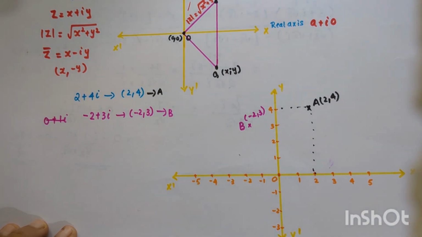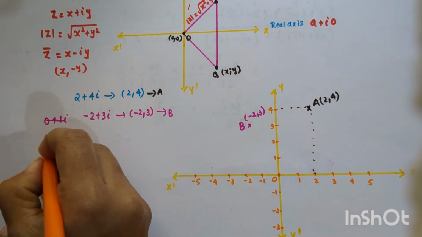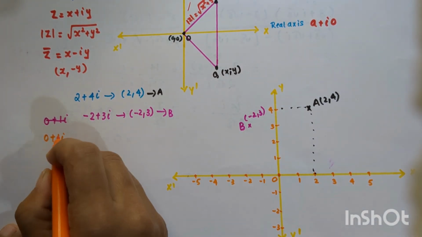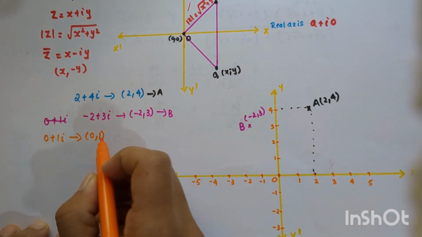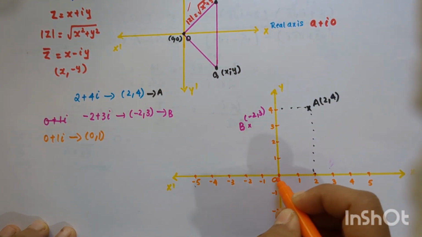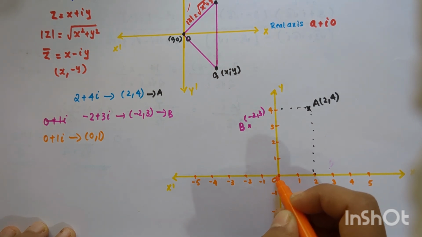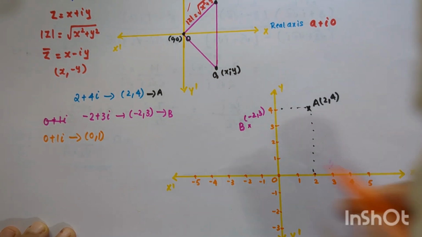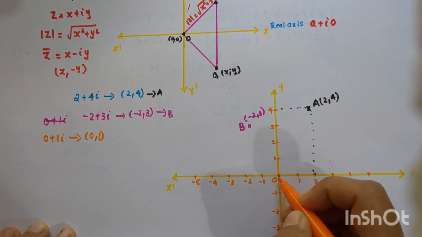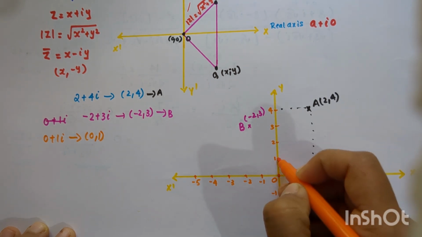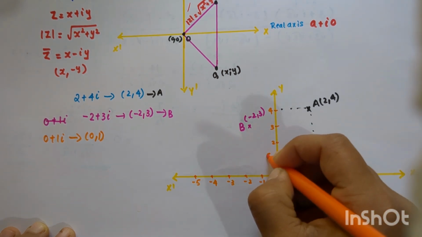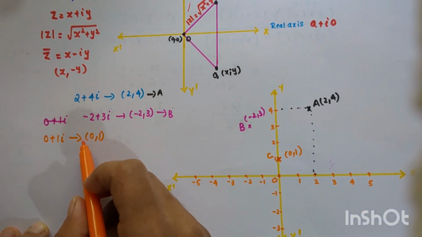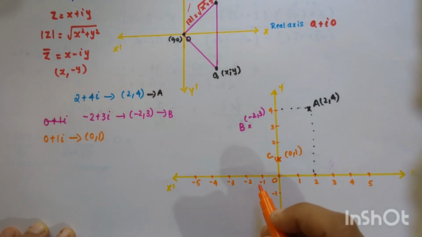Now let us consider the next complex number, which is 0 plus 1i. This complex number corresponds to the ordered pair 0, 1. So 0, 1 means 0 on the real axis, 1 unit on the y-axis. So 0 on the x-axis, 1 unit on the y-axis, so this point. This point corresponds to 0, 1 and I am naming this point as C. So this complex number is geometrically represented by this point C.